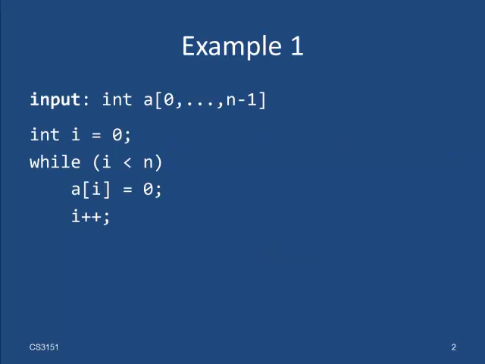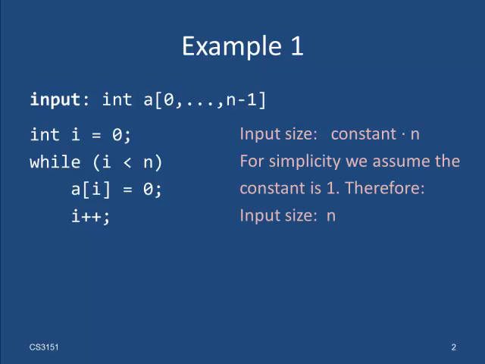In the first example, all elements of an array are set to 0. The input is the array with n elements. Each element is an integer. Therefore, the size of the input is the amount of memory it takes to store n integers. In Java, a single integer requires 4 bytes, but in a different language, the number of bytes might be 2 or 8, for example. The important point is that the input size is n times some constant. We don't know what the constant is. That is implementation dependent. We assume here for simplicity that the constant is just 1, thus the input size is n.